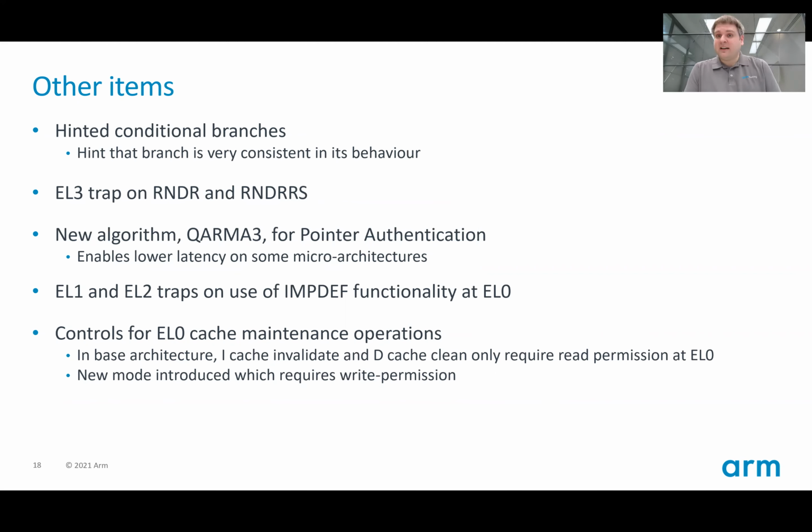We've added traps around the random number generator. They take you to EL3. We've added a new algorithm as part of pointer authentication called Karma3. The reason for adding this is it gives benefits around things like latency, particularly for in-order designs. There's some new traps on EL0 use of ImpDef functionality in CPUs. And we've also added additional controls on EL0 cache maintenance operations, so you can change what kind of permissions these need.